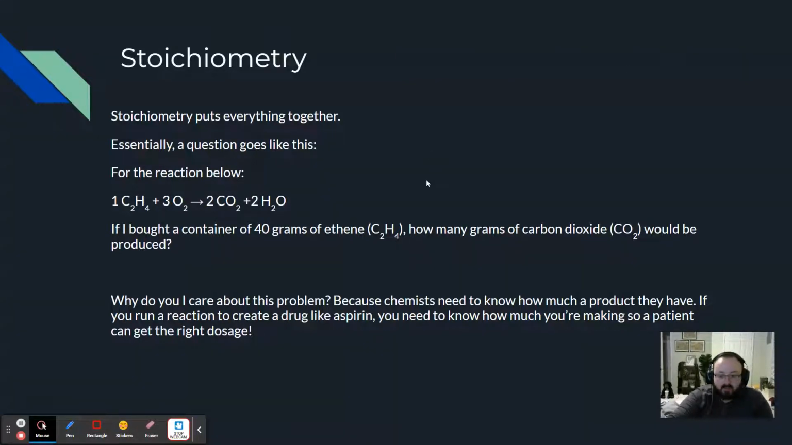We need to know amounts, put it into mass, things that we can measure out. You can't just measure how many atoms you have. That's impossible to see them. We don't have a microscope that can see billions and billions and trillions and quadrillions of atoms.